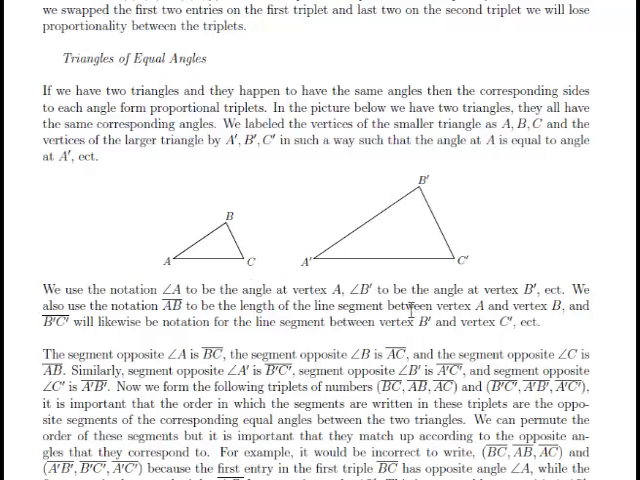If they have all the same angles, now obviously these two triangles are not the same size. They're very, very different sizes, but they are proportional to each other if the corresponding angles are the same.